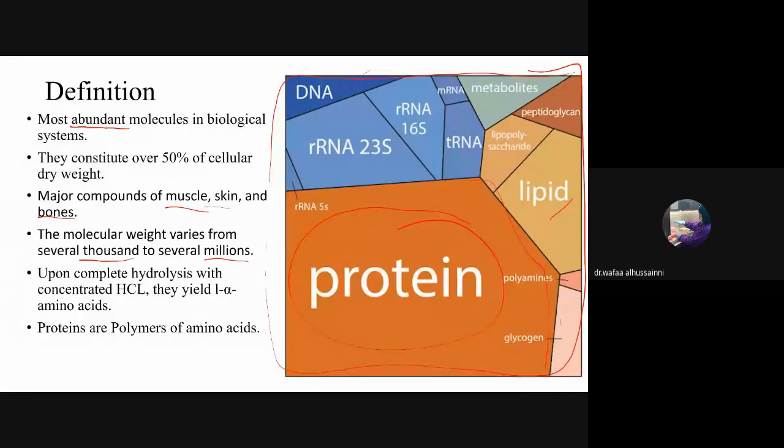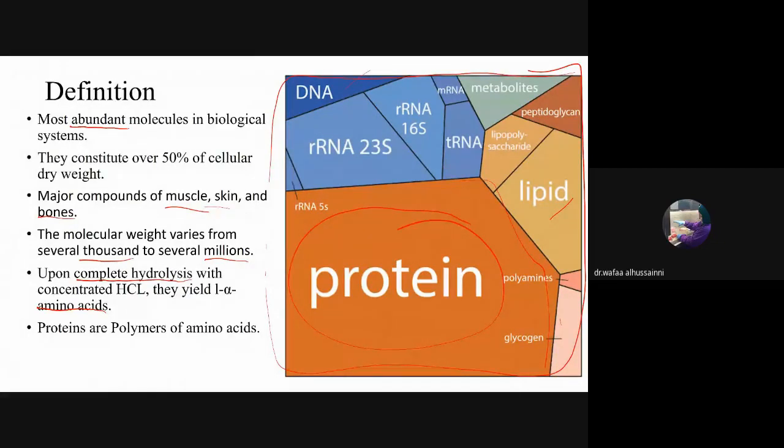طبعا we will study about what are the functions of protein later on. If we do complete hydrolysis to the protein, using hydrochloric acid, we will have alpha amino acids. Alpha amino acids. Remember we studied carboxylic acids in organic chemistry, and one of the types was amino acids, and we said they are the building blocks of the proteins. Who remembers that?